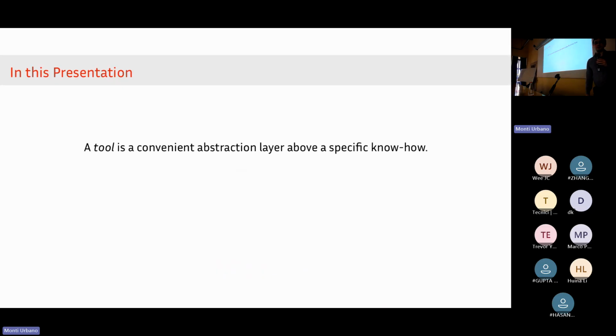So I'm going to start with my conclusion, which is how I'm going to define a tool in the end. And my point will be to convince you that this is a sensible definition. It's a convenient abstraction layer above a specific know-how. For instance, when you do some differential cryptanalysis, you need to find the differential trail. You need to invent the key recovery part.